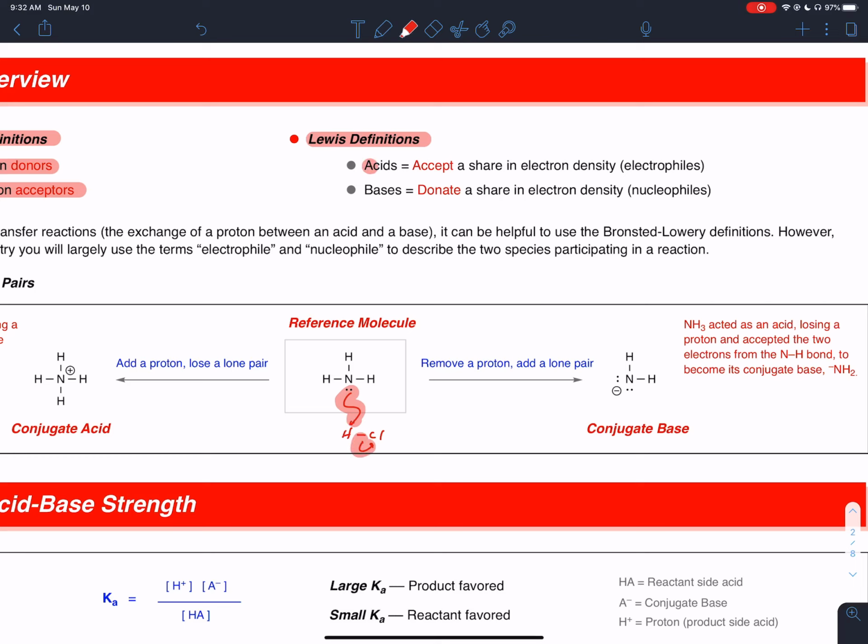And later we'll think more about Lewis acids as being species that accept a share in electron density. They are also called electrophiles, okay? A Lewis base is a species that donates a share in electron density, also called a nucleophile, okay? So the Lewis definitions are more broad and they deal with electron density. You will use those later in organic chemistry to apply this idea of electron flow to any reaction.